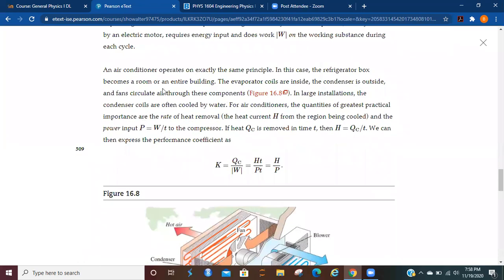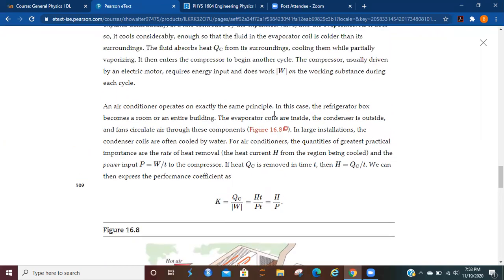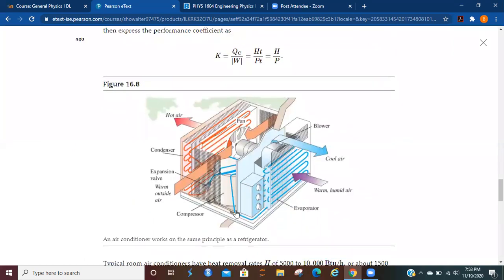So refrigeration, an air conditioner operates on exactly the same principle. In this case, the refrigeration box becomes a room or an entire building. The evaporator coils are inside, the condenser is outside, and the fans circulate the air through these components. You can see it right here.